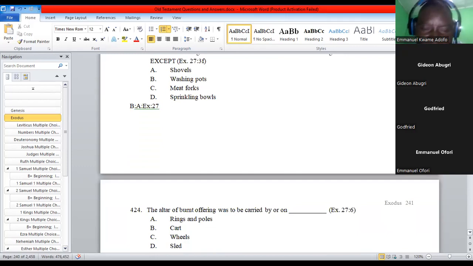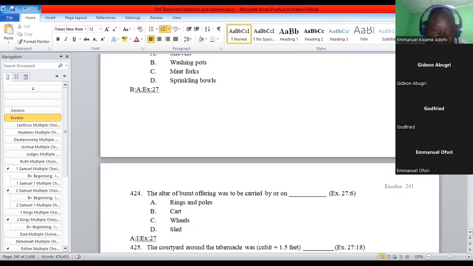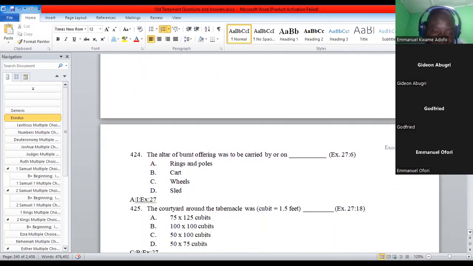The altar of burnt offering was to be carried by or on what? How was it supposed to be carried? Rings and poles. Okay.